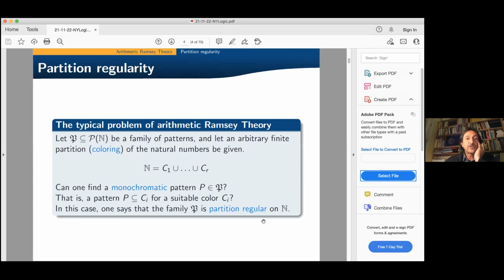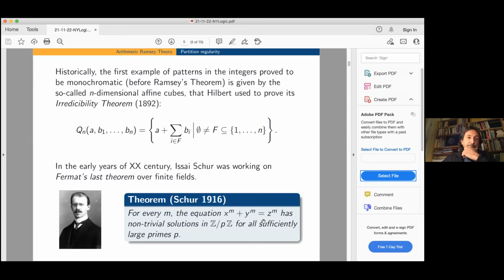Now, a typical problem in this arithmetic Ramsey theory is the following. You are given a finite coloring of the natural numbers, meaning a finite partition. And the problem is, can I always find a monochromatic pattern from the given family? Meaning, can I always find a color and a set in the family so that the set is included in one of these pieces of the partition? If this is the case for any finite coloring, one says that the family is partition regular. Now, there are many examples of partition regular families. The easiest of them all is the family of infinite sets. Of course, given a finite coloring of the natural numbers, one of the colors will be infinite.